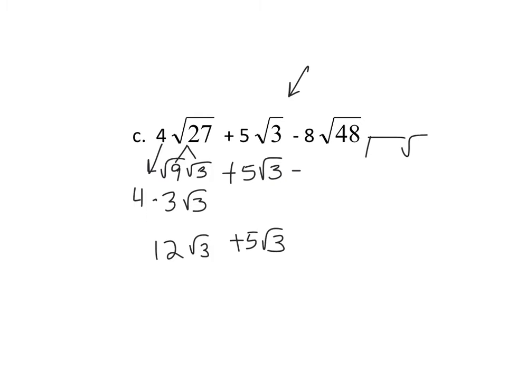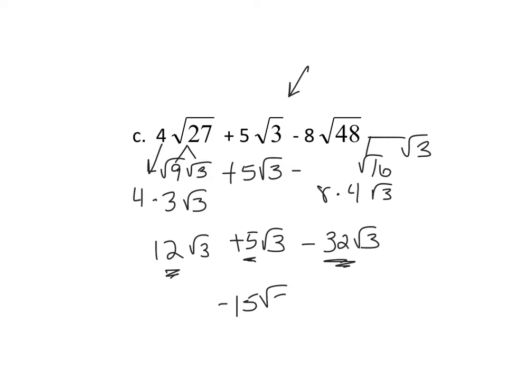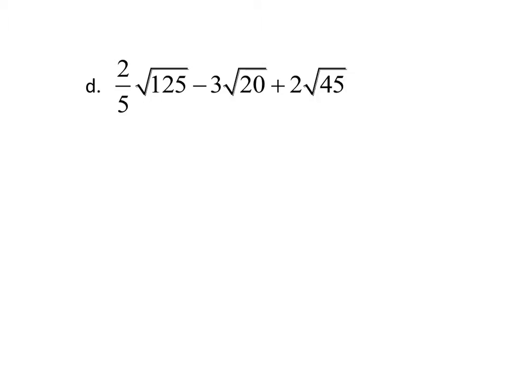Divide this by 3. 48 divided by 3 is 16. So I end up getting 8 times 4 square root of 3, because the square root of 16 is 4, minus 4 times 3 is 32 square root of 3. Then you add your coefficients. So if you combine these, 12 plus 5 minus 32, you get a negative 15 square root of 3.